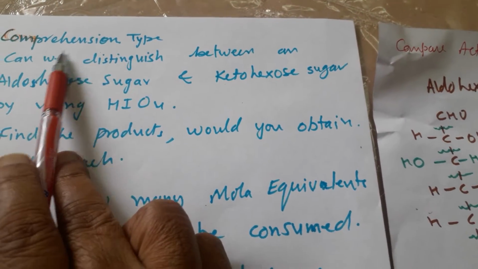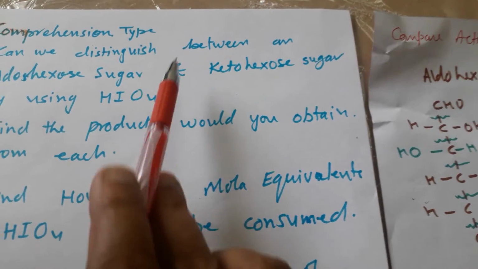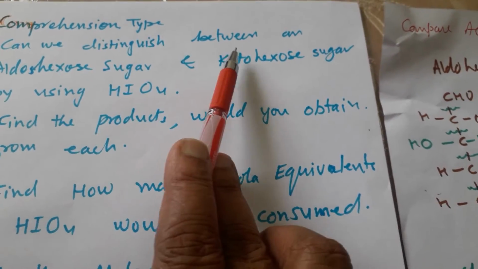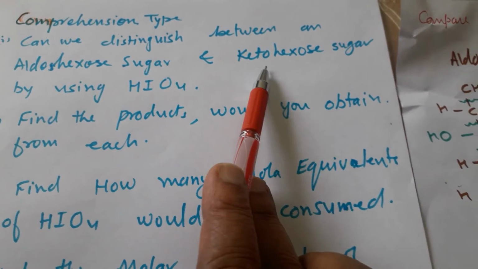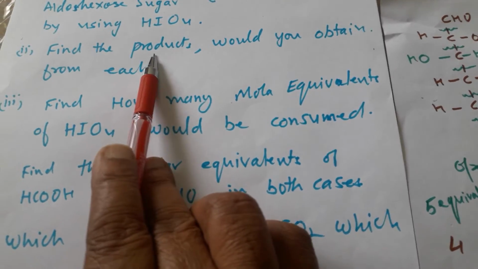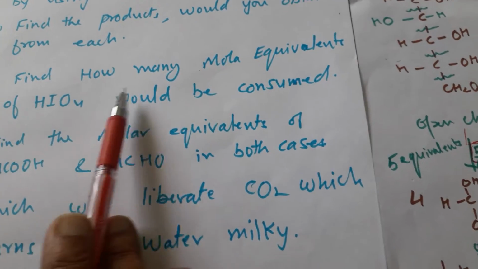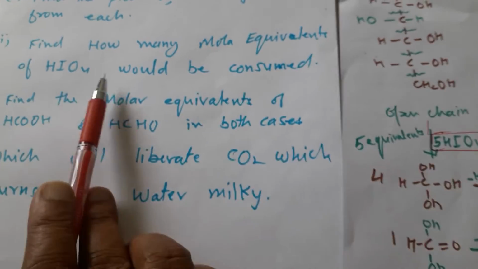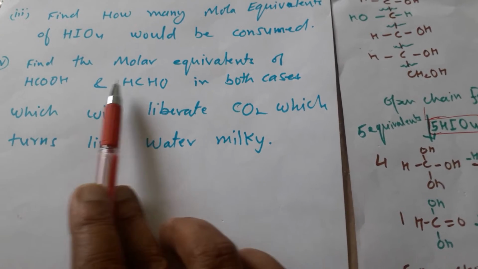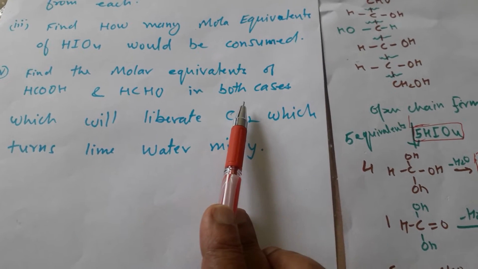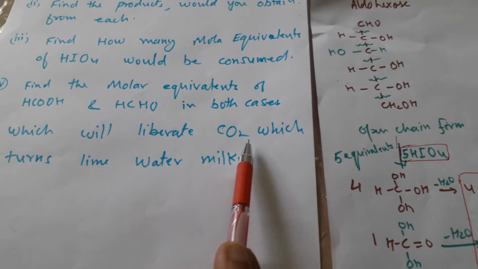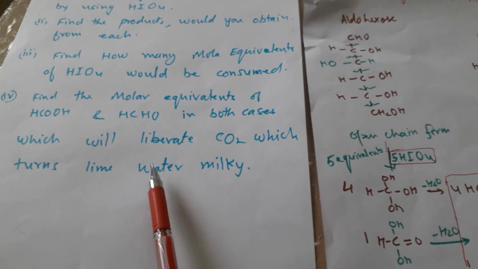I'm taking one example of a comprehension type using HIO4 on carbohydrates. Can we distinguish between aldohexose sugar and ketohexose sugar by using HIO4? Find the products you would obtain from each. Find how many molar equivalents of HIO4 would be consumed, and find the molar equivalents of formic acid and formaldehyde in both cases. And please tell me which liberates CO2 and which turns lime water milky?